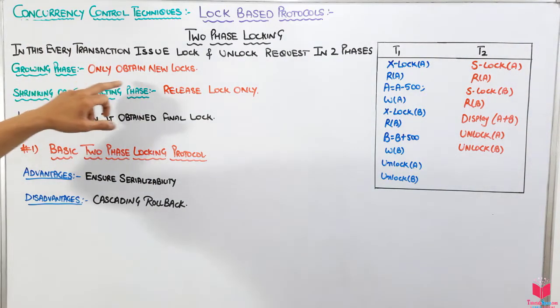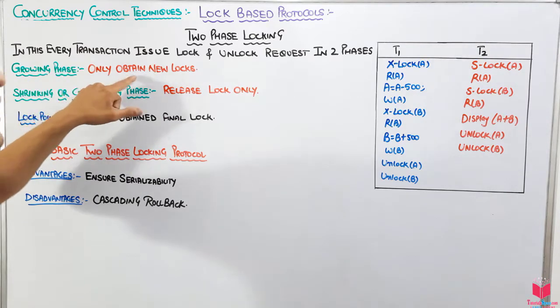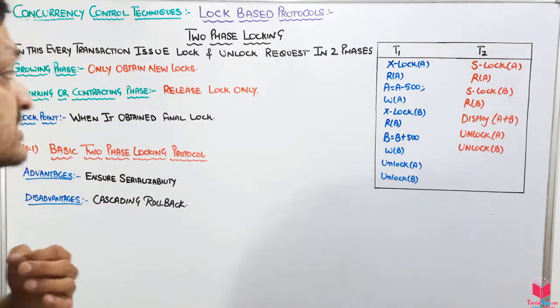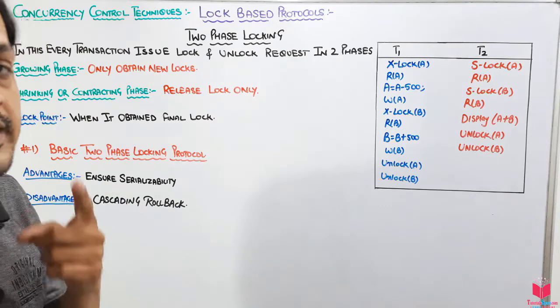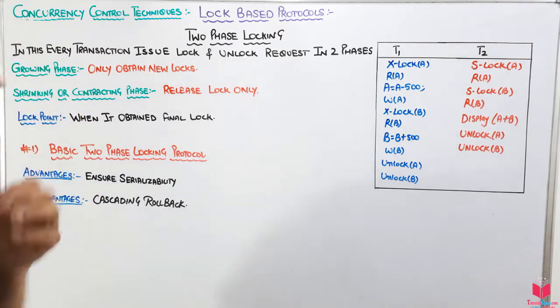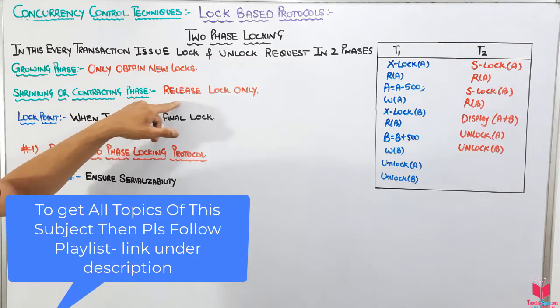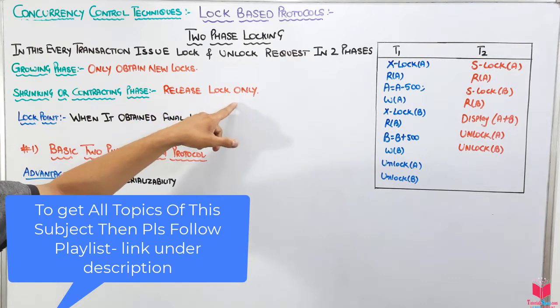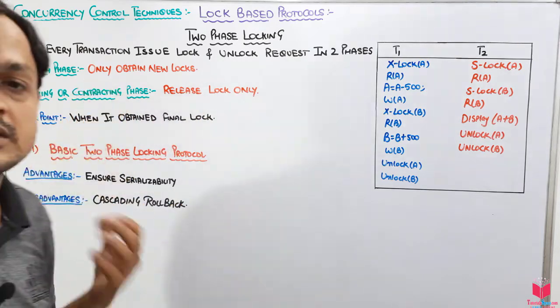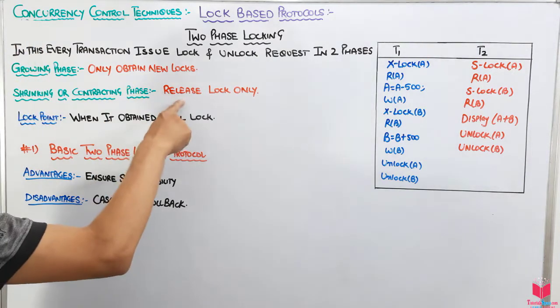In this phase, the transaction can only obtain new locks. That means it is not going to release any lock in the growing phase. It can only obtain new locks. Then in the shrinking or contracting phase, it will only release locks. That means in this phase it can only release locks. It will not obtain any lock. So one phase only obtains locks, and the other only releases locks.